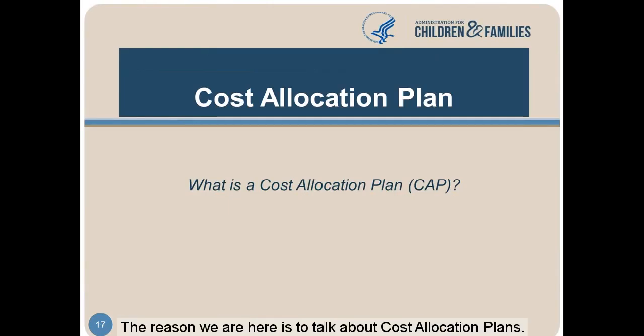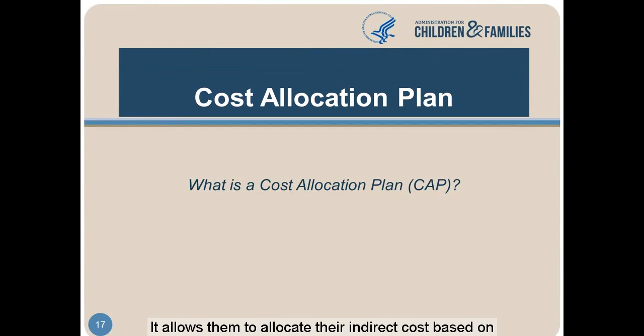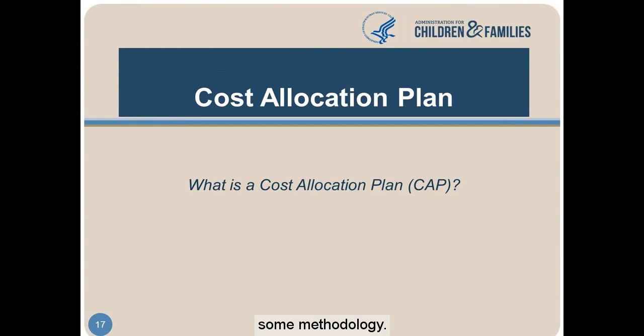Now, the reason we're here is to talk about cost allocation plans. If you have any questions on rates, you can please, either at the end of the call or by finding a way to get a hold of your LIHEAP or CSBG representative, and we will do what we can to help you. But a cost allocation plan is very similar, at least in effect. It is for those agencies that do not have an indirect cost rate, and it allows them to allocate their indirect costs based on some methodology.